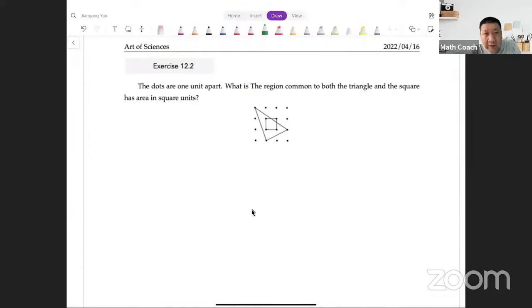Dr. Yao, can you check over 62's answer? Yeah, 62, go ahead. Yes, 11 over 12 is the correct answer. So now it's 2 over 0.